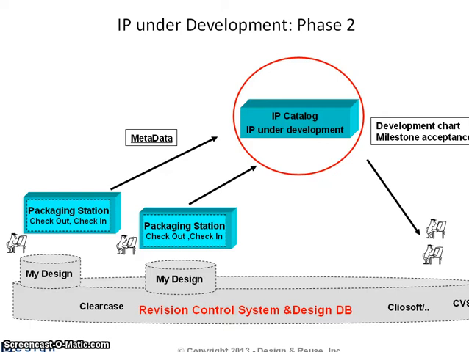So in phase 2, the guy still works on the development, but metadata have been entered in the catalog, and the designer can follow the development phases, the acceptance of the milestones. For instance, if the VHDL is declared to be accepted, then he will be able to download already.